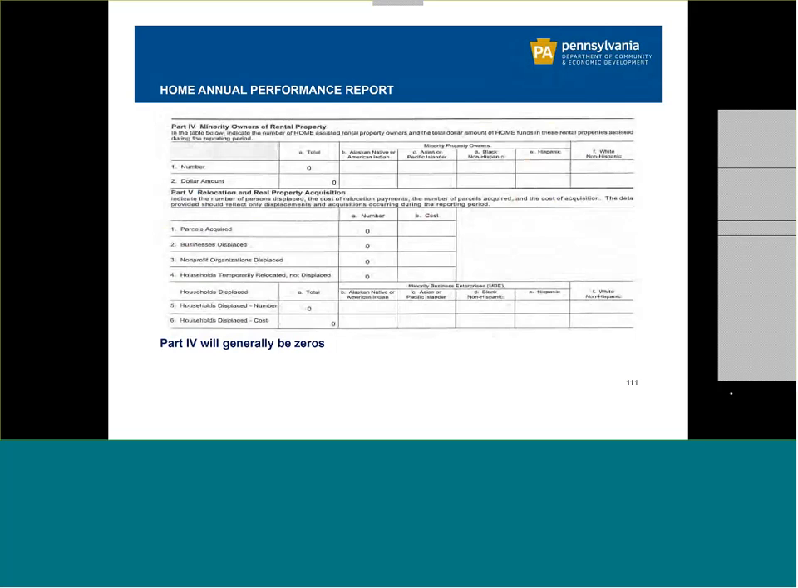Part 4 and Part 5 generally will be zeros, just like it's shown here. Occasionally, if you're doing a multifamily rental where you might be purchasing some parcels, something like that, you will have that in Part 4, or if you have to relocate someone because you're going to rehab the structure, it'll be on there. But for most of our housing rehab cases, existing homeowner, it will be zeros.